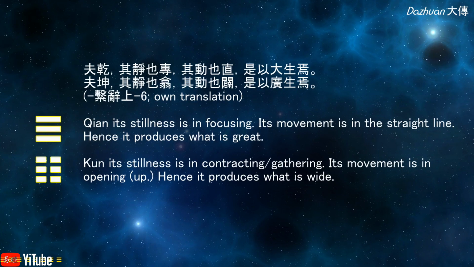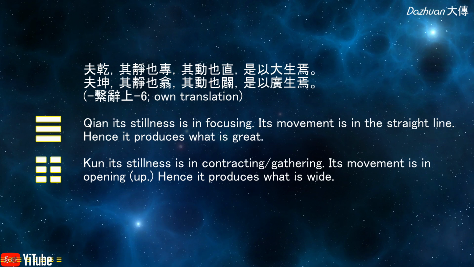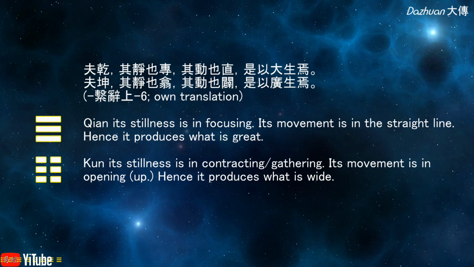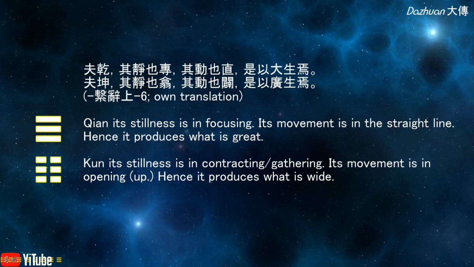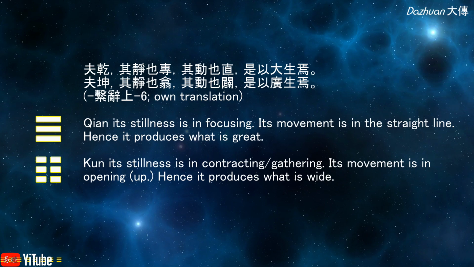Chen, its stillness is in focusing. Its movement is in the straight line. Hence it produces what is great. Kun, its stillness is in contracting or gathering. Its movement is in opening up. Hence it produces what is wide.